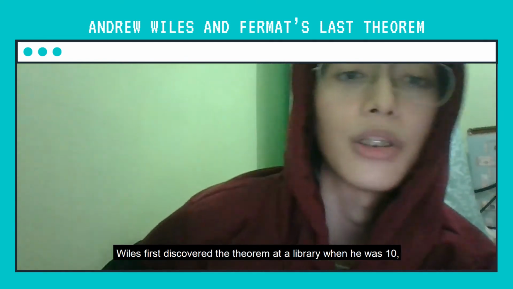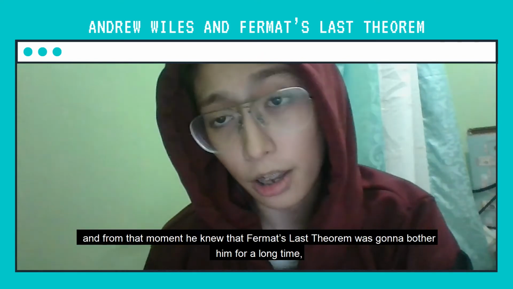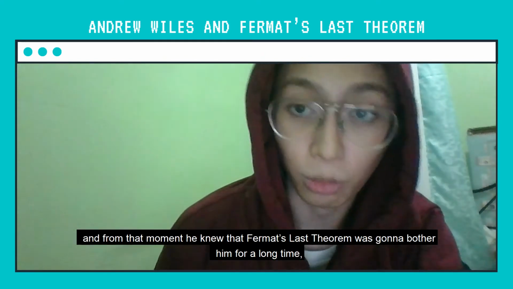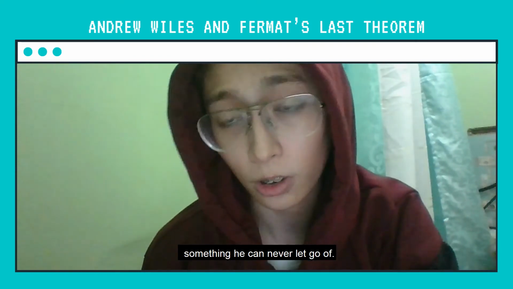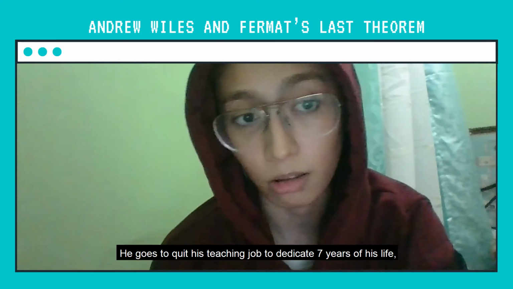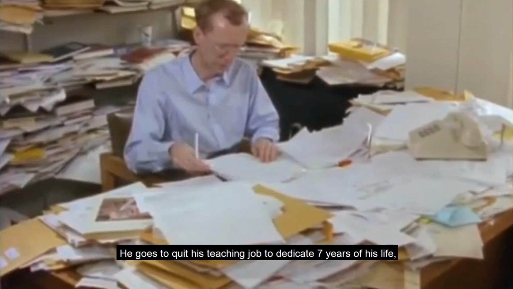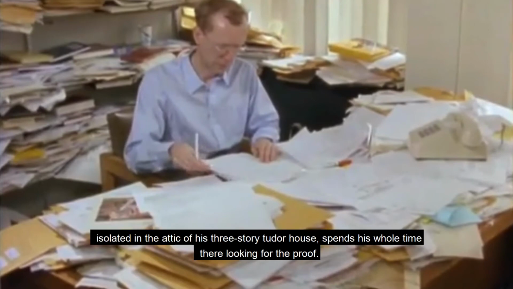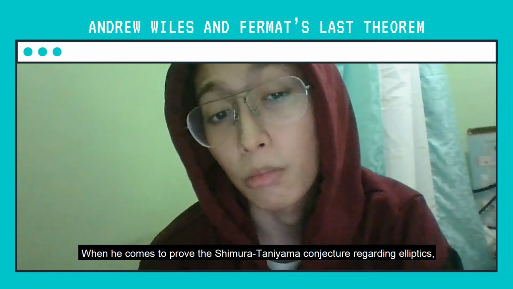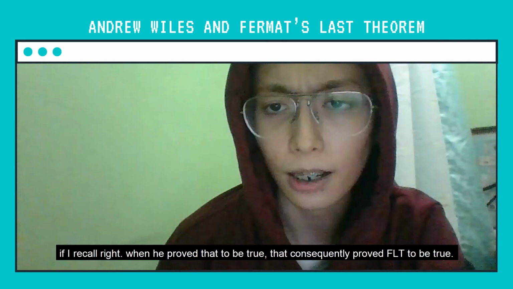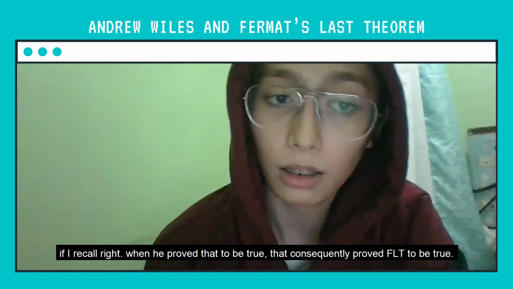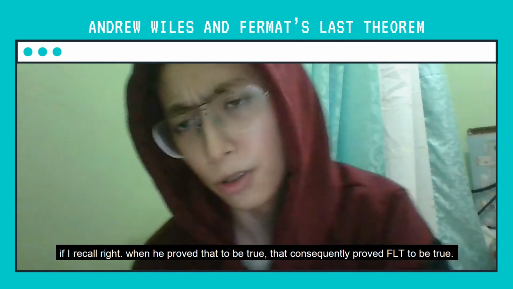Andrew Wiles first discovered the theorem at the library when he was 10, and from that moment he knew that Fermat's last theorem was going to bother him for a long time, that it was something he could never let go of. So he quit his teaching job to dedicate just about 7 years of his life, isolated in the attic of his 3-story Tudor house. He spent his whole time there looking for the proof. When he came to prove the Shimura-Taniyama conjecture regarding elliptic curves, if I recall right, and proved that to be true, it consequently proved Fermat's last theorem to be true.